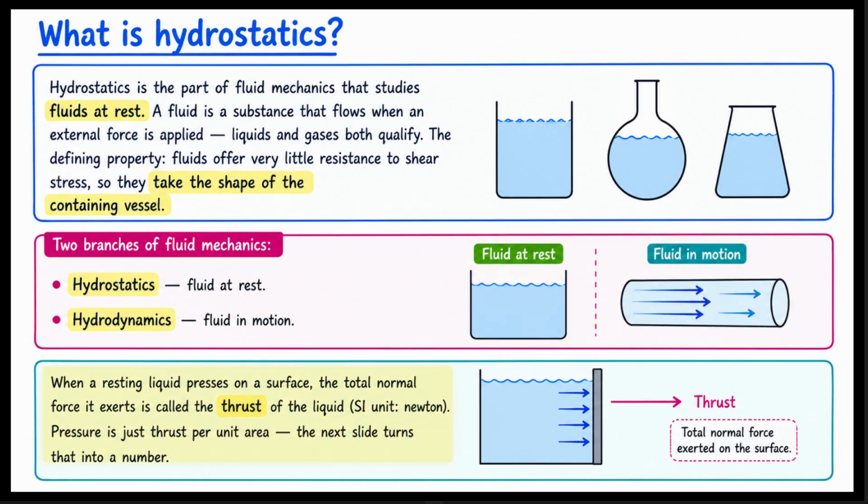When a stationary liquid presses on a surface, the total normal force it delivers is called the thrust, and thrust has a useful SI unit, the Newton. The next step is to spread that force over an area, and that gives us a new quantity, pressure.